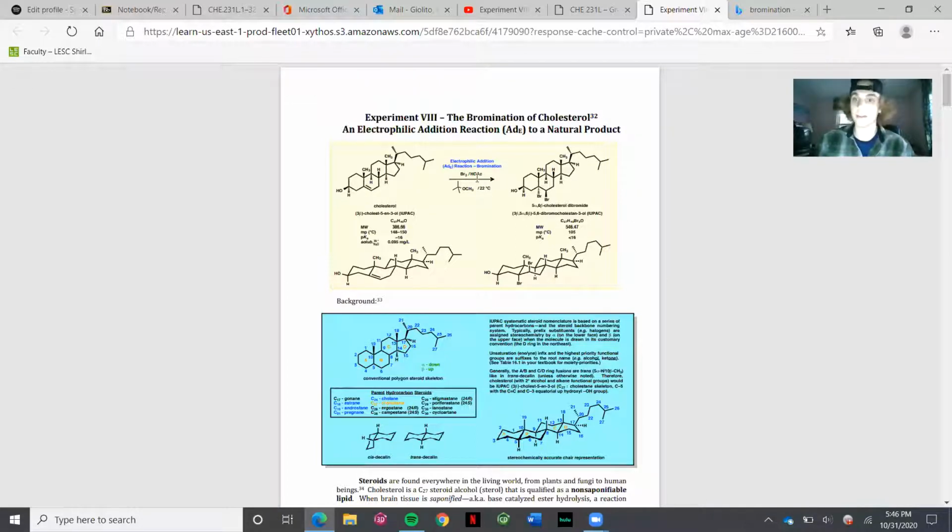This is our bromine in acetic acid, in our MTBE, our methyl tert-butyl ether. And it's at room temperature, which is 20 degrees Celsius, and we end up with our brominated cholesterol over here. And as you notice, the bromines add opposite to one another, anti to one another.